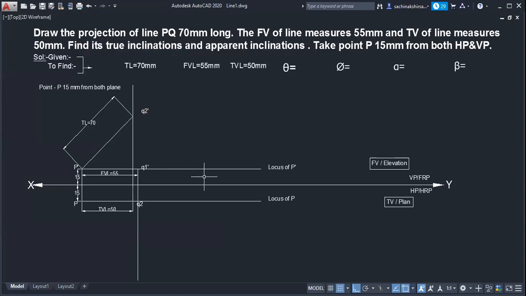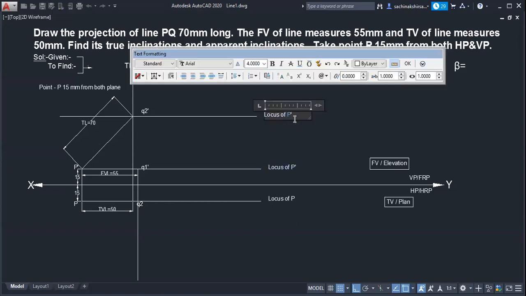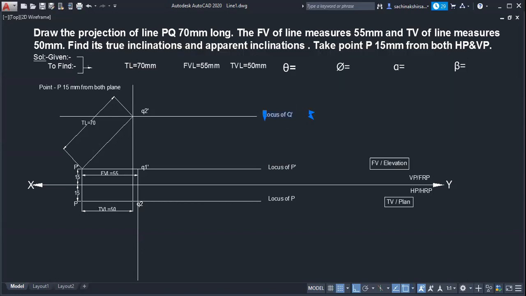What to do now? काय करता येईल पॉइंट मिळाल्यानंतर? Immediately we can draw locus. From here we can draw locus. Similarly here we can draw locus, and here we can give a name to it. So locus of Q only I will say Q dash. Locus of Q dash. Small q.